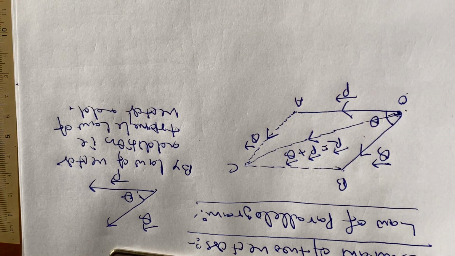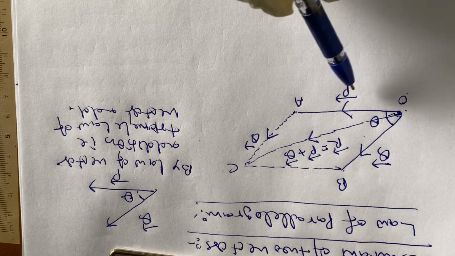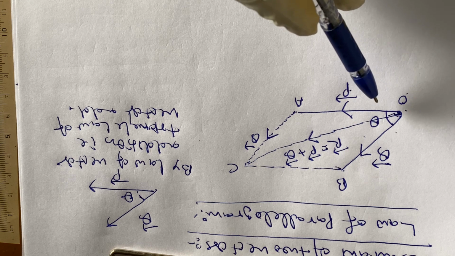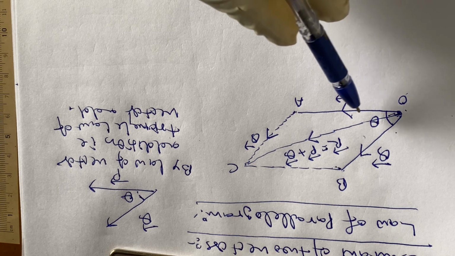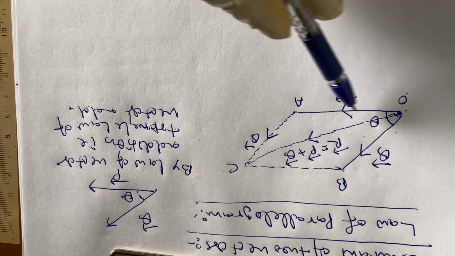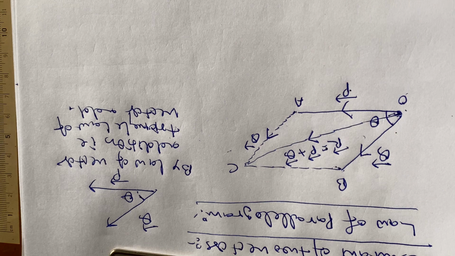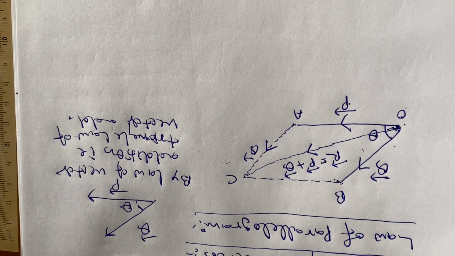So what is the law of parallelogram? We can write, given two vectors P and Q inclined at angle theta, their resultant will be the diagonal of the parallelogram formed by vector P and vector Q. This is the law of parallelogram. Now, let's find its numerical value. Suppose we want to find the resultant value, what will be the resultant in magnitude?